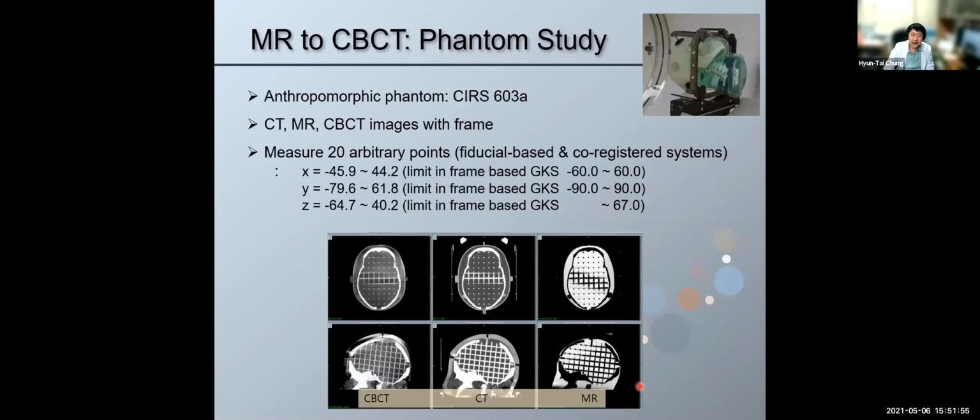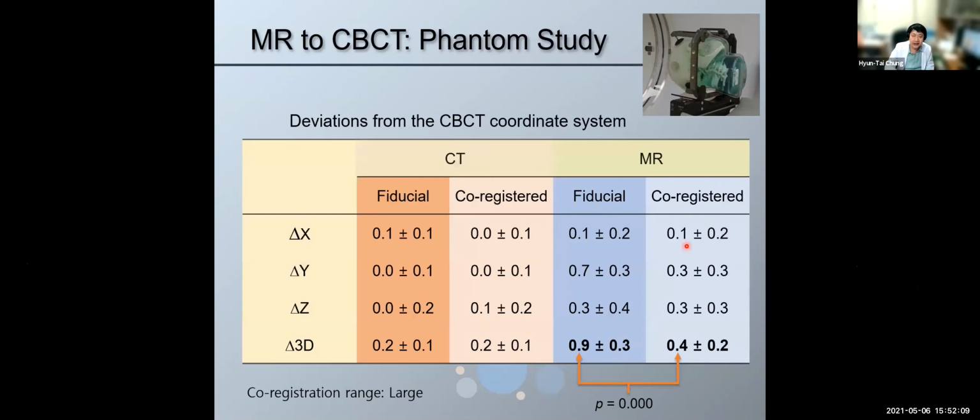Now we know that gamma knife surgery is performed with MR images, which have geometrical distortions. So I purchased another phantom, with which I can get MR images. I repeated the same procedure, and this is the result. For CT, I got a similar result, 0.2 millimeter differences, but for MR, the fiducial marker-based system showed about 1 millimeter difference.